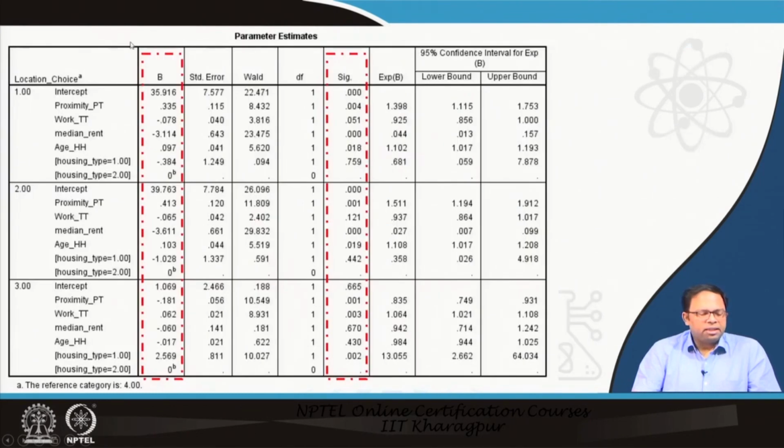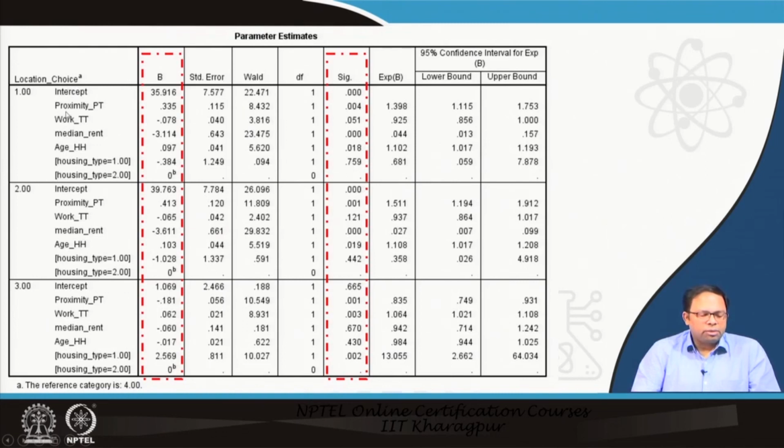So this is the parameter estimates. Over here you can see the location choices for each location, that is location choice 1, 2, 3 and so on. The reference category is 4. So location choice 1 compared to 4, location choice 2 compared to 4. So every time we predict the probability of one alternative, it is in reference to another alternative, and all the individual independent variables are in respect to that.